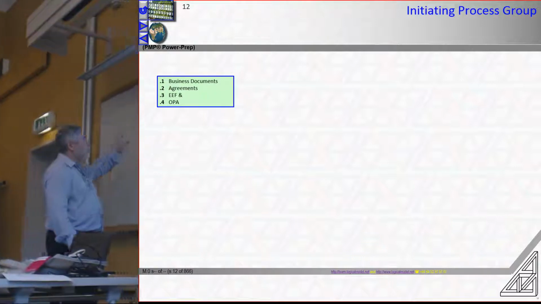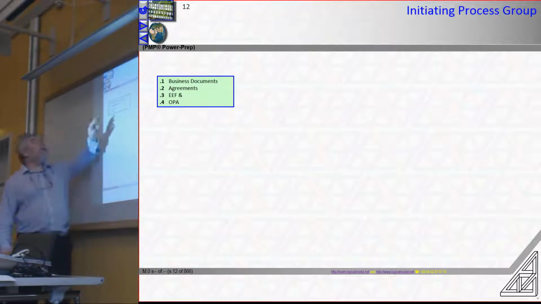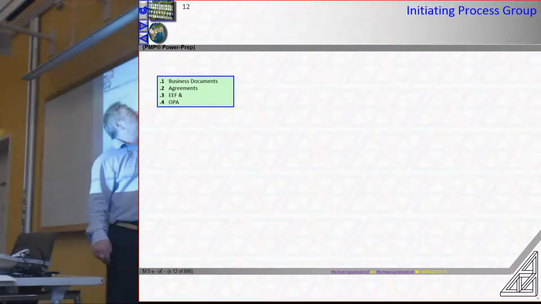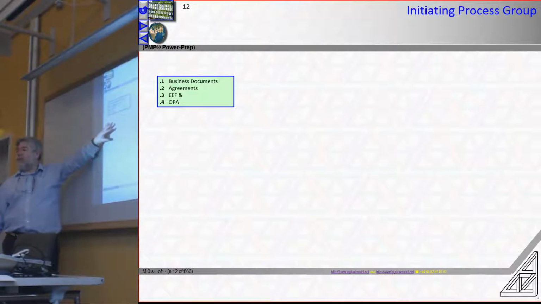So hopefully it's no surprise to you, even if you cannot remember it, which I do not expect. If I said 4.1.1.1 business documents, 4.1.1.2 agreements, 4.1.1.3 enterprise environmental factors, and 4.1.1.4 organisational process assets, these would be the inputs to, and particularly which process? You can look on page 25 to answer this question.